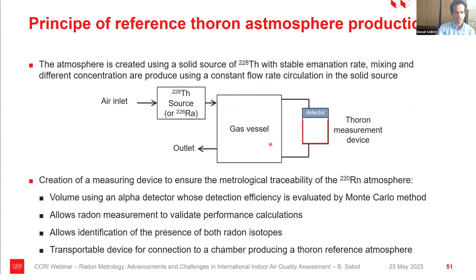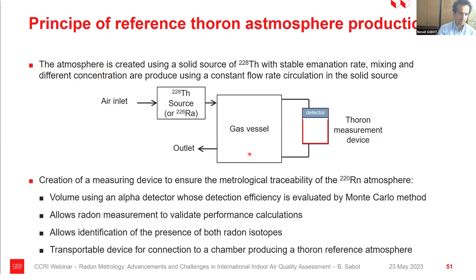So at the end, this atmosphere is going into the gas vessel and then the outlet. And our idea was to develop devices that can measure the activity concentration of radon 220 inside this atmosphere. Our work was based on the idea to use a volume detector with an alpha detector, because radon 220 emits alpha. The detection efficiency of this device was calculated by Monte Carlo simulation. And the idea is to make sure that from the simulation, we are able to develop a device that can have the same detection efficiency for radon 222 and thoron, radon 220. This way, it was for us a way to calibrate our device and to make sure our simulations are working.